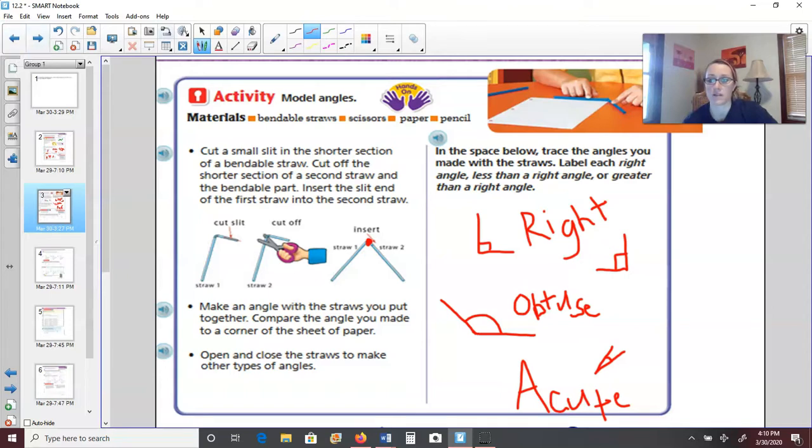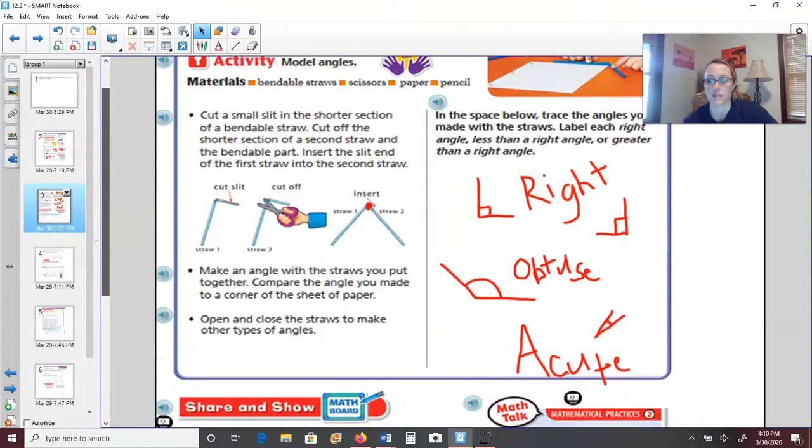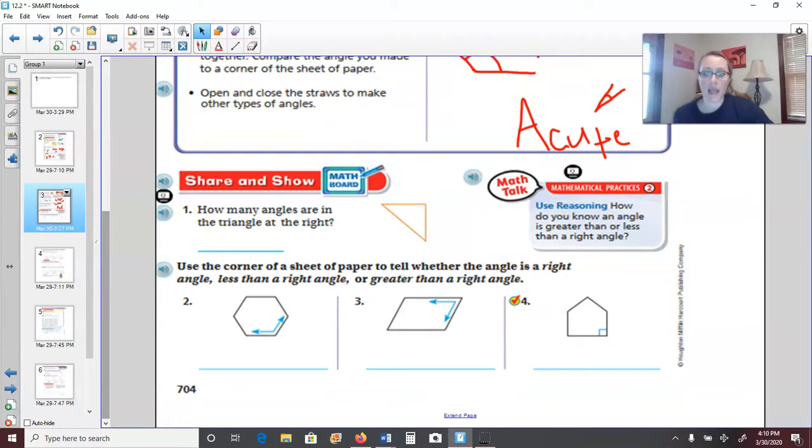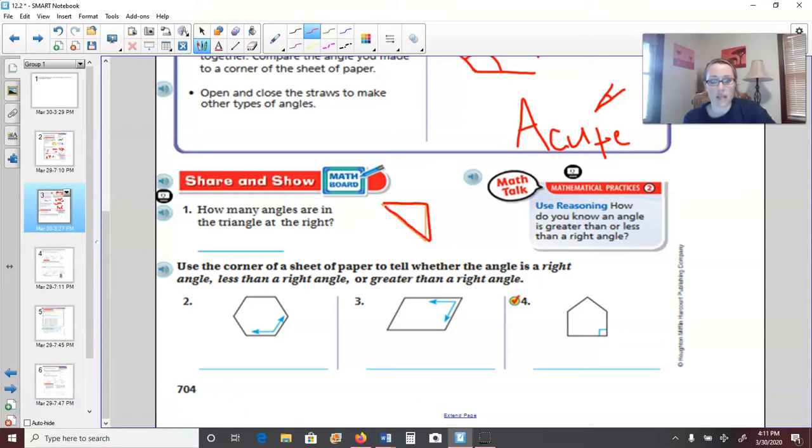All right, let's move on to the bottom of this page. Okay, so down at our share and show, it says how many angles are in the triangle at the right? Remember the hint I told you, boys and girls? If a shape has 3 sides, like a triangle does, it's going to have 3 angles. Tri is a prefix that means 3, so the word triangle literally means 3 angles.